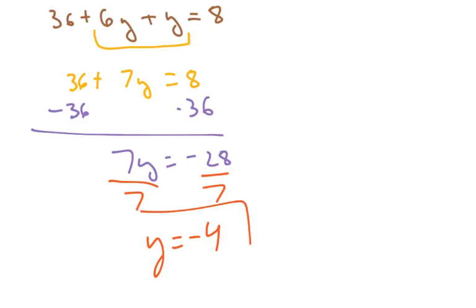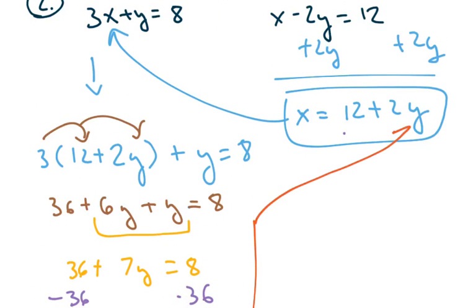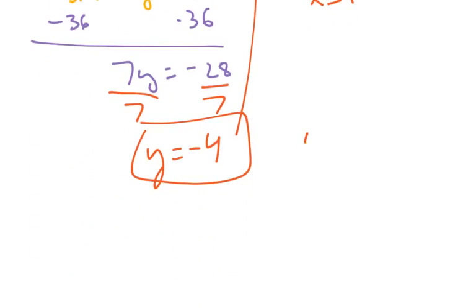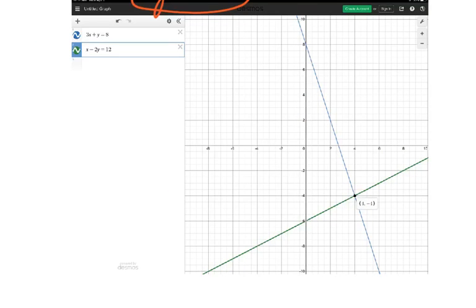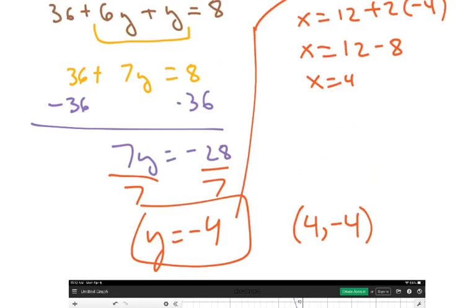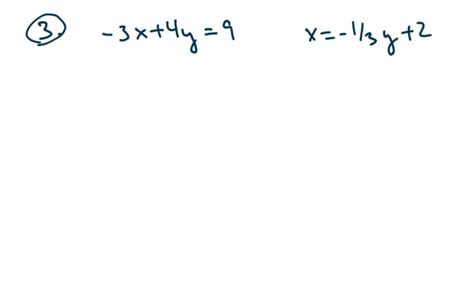Y is negative 4. I'll take that y value of negative 4 and substitute it in here, so x is equal to 12 plus 2 times negative 4, which will give me x equals 12 minus 8, which means x is 4. So the final solution is 4 comma negative 4. If we look at the graph, we can see that that value of 4, negative 4 makes perfect sense. So, cool beans, moving right along.